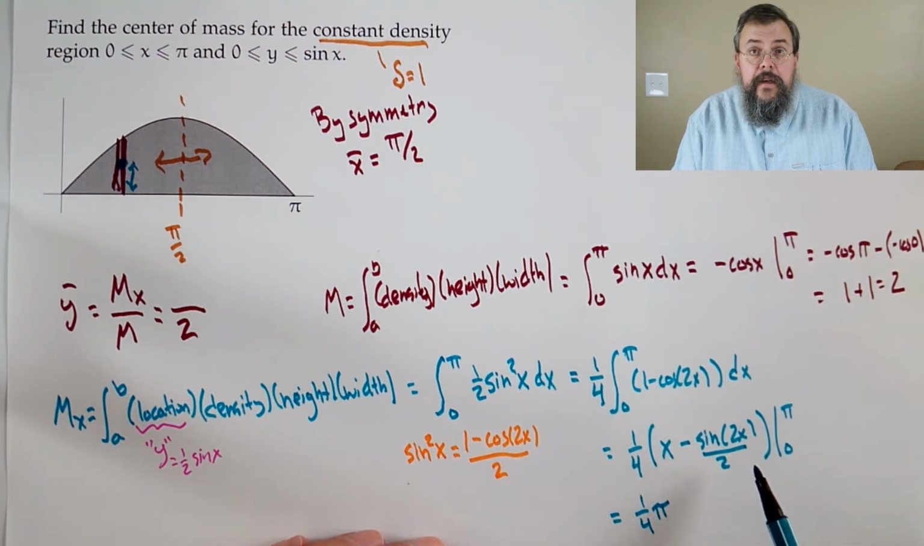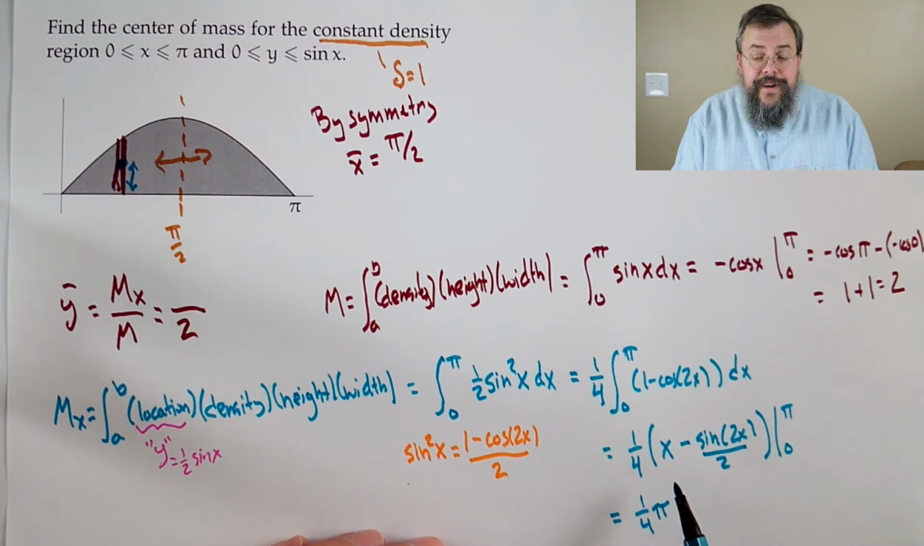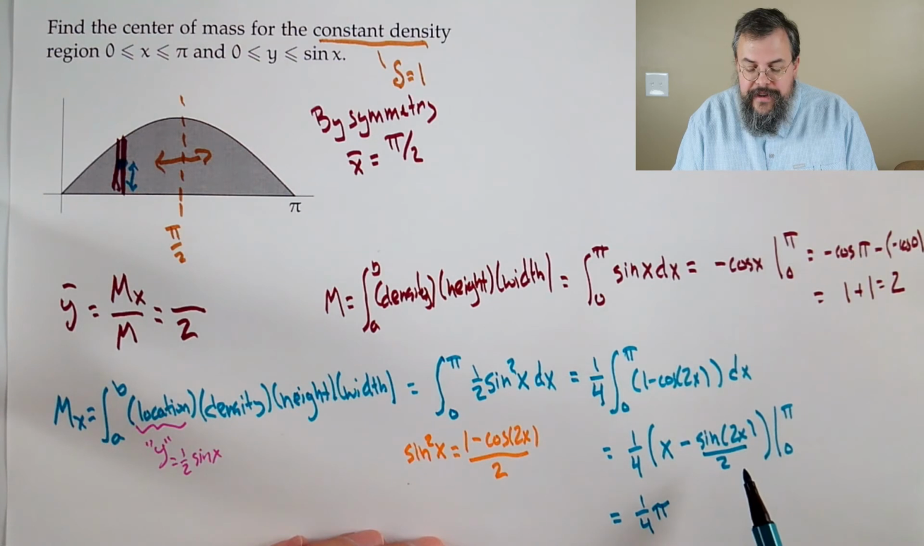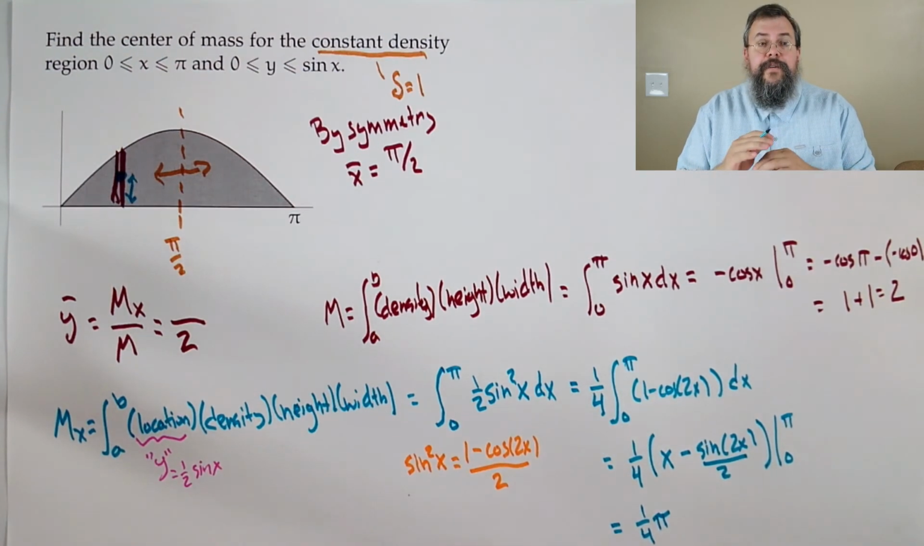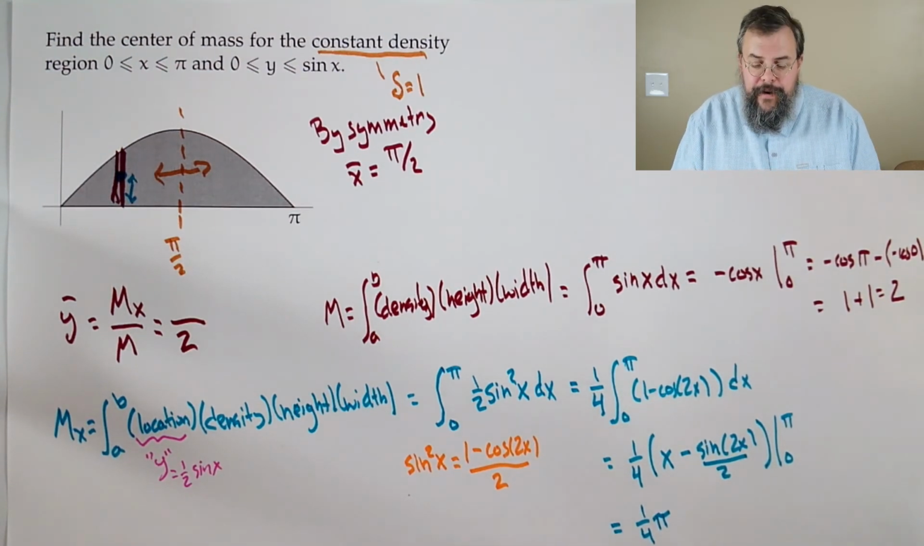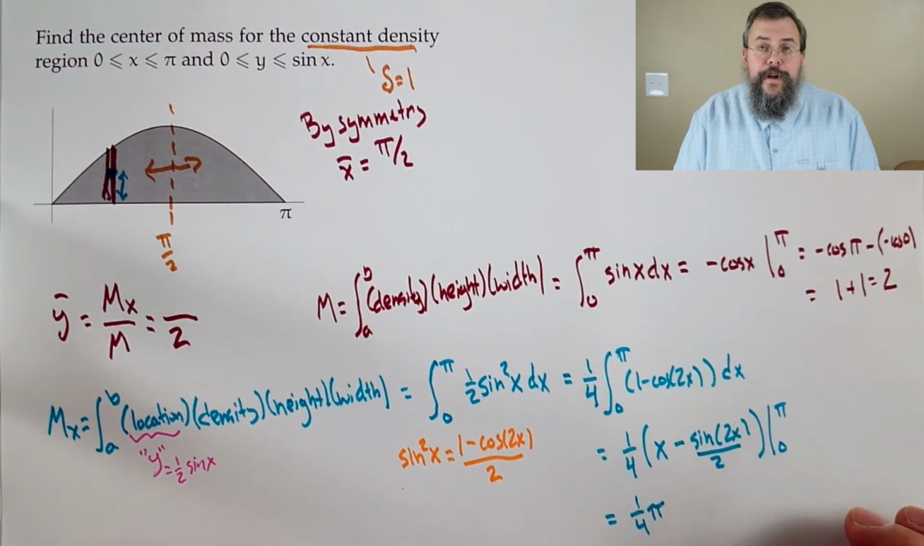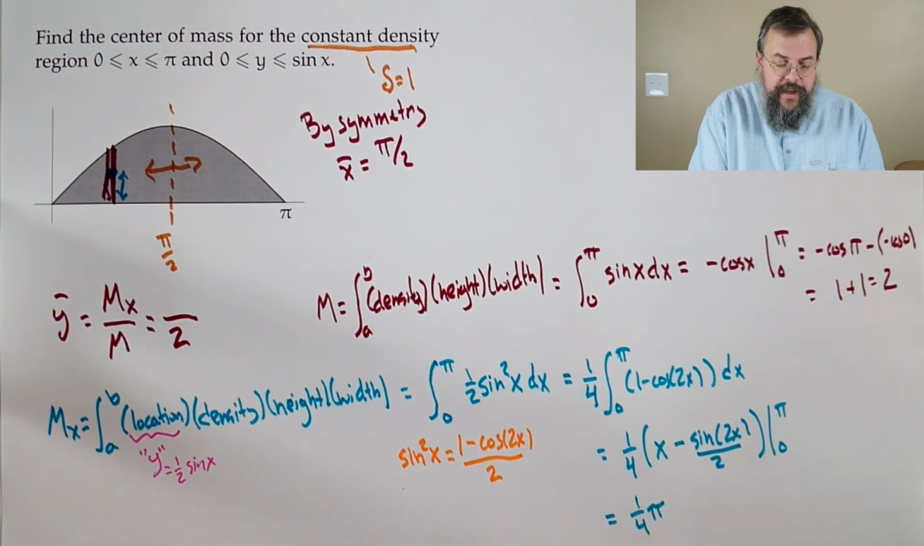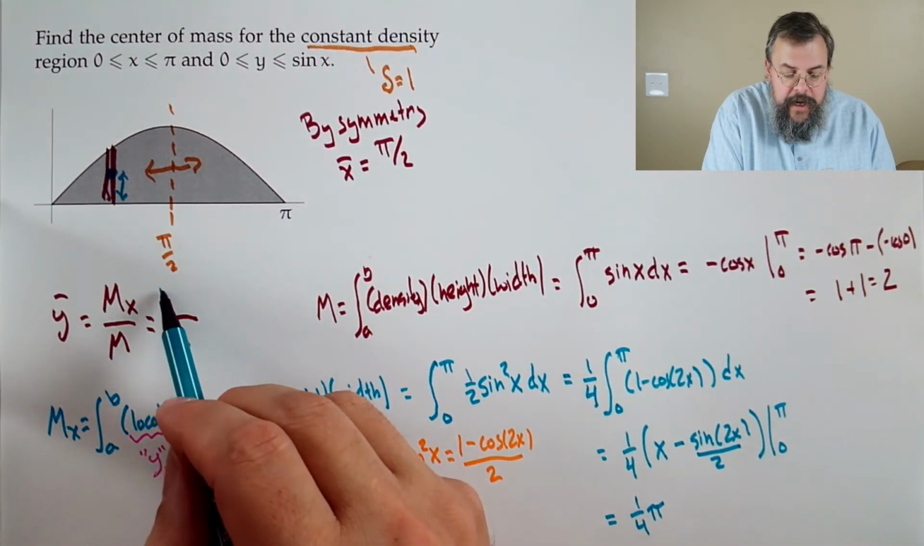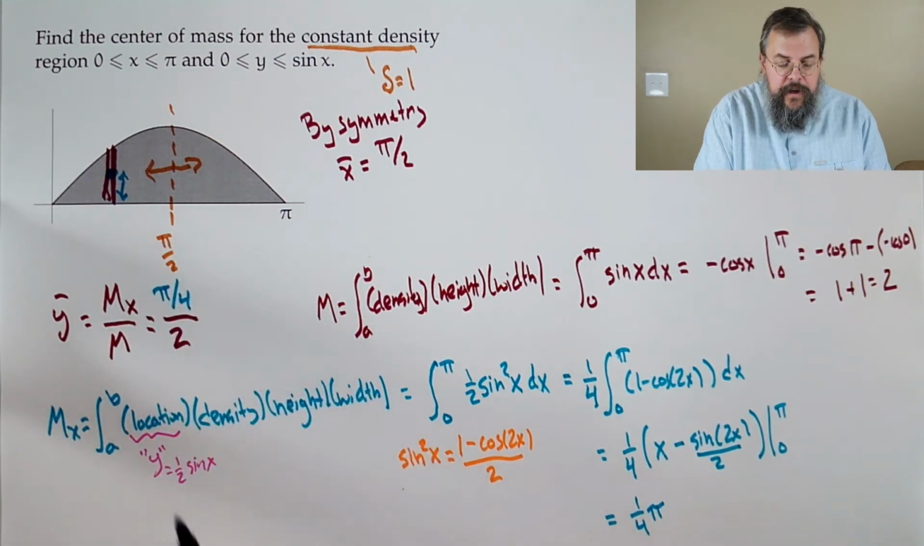Sine of 2 pi is 0. Goes away. Plug in 0. Sine of 0 is 0. So it simply becomes 1/4 pi. Well, I don't know if simple is the right word, but it does become 1/4 pi. So this becomes pi over 4.